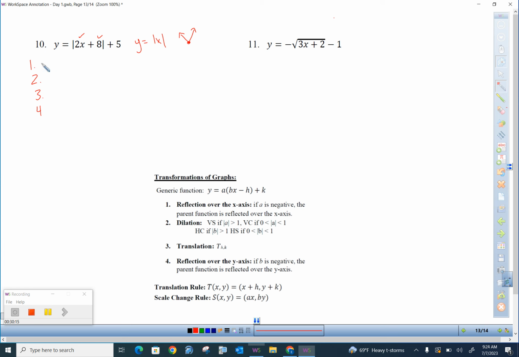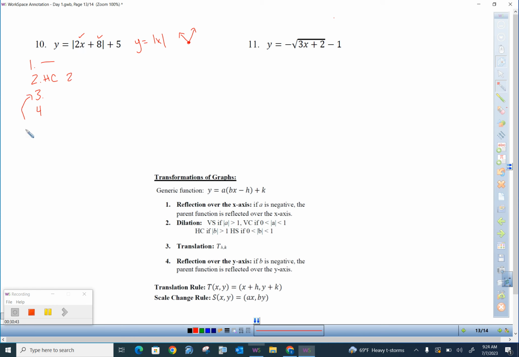Starting with step 1, looking for reflection over the x-axis. Same process, no negative out front, we're good there. Step 2, nothing's changed. We still look for numbers that aren't added or subtracted, so that's 2. If we think about solving this thing, we would have to divide that 2 off. So this is a horizontal compression. But this solving is really where part 3 is going to come into play being different.